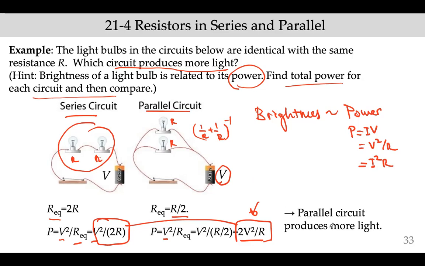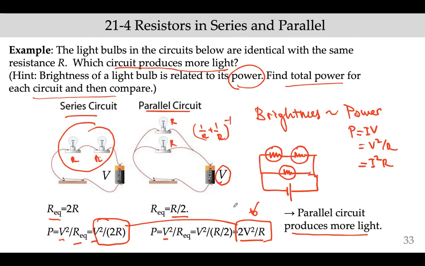So the parallel circuit produces more light. In this problem, we were interested in the total brightness of both light bulbs, but in general, you can also have circuits like this. Instead of light bulbs, I will draw just resistors. For example, you can have a circuit like this, and these could be light bulbs if you want.